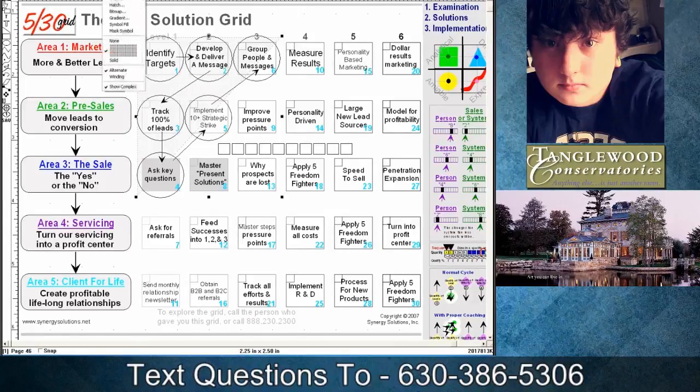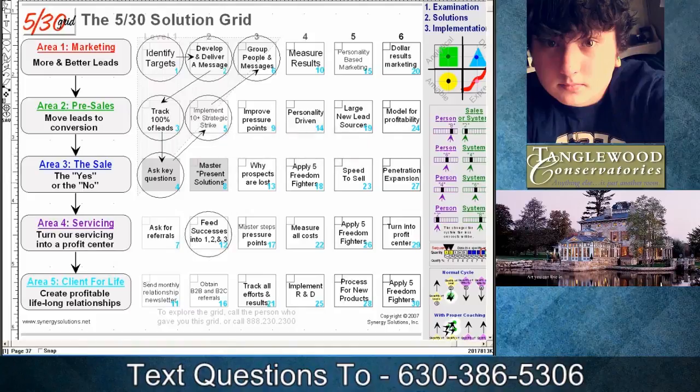Another important step is feeding successes into boxes 1, 2, and 3, which is also known as magic seeds. A magic seed is when you go to the customers you're making a sale to, and they give you something. For us at Tanglewood, we make conservatories. So we get magic seeds from different homeowners because they love the building that they're in. They are giving us information on how much that room means to them. That helps make better sales, and we can use examples throughout our sales.